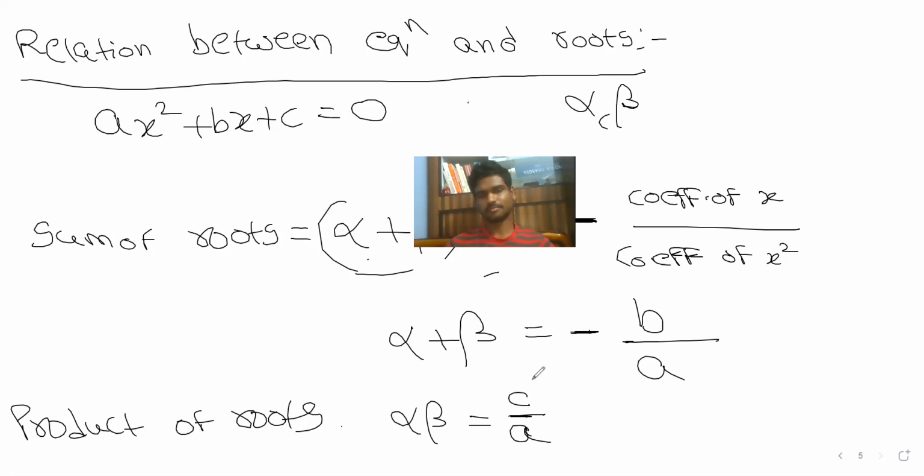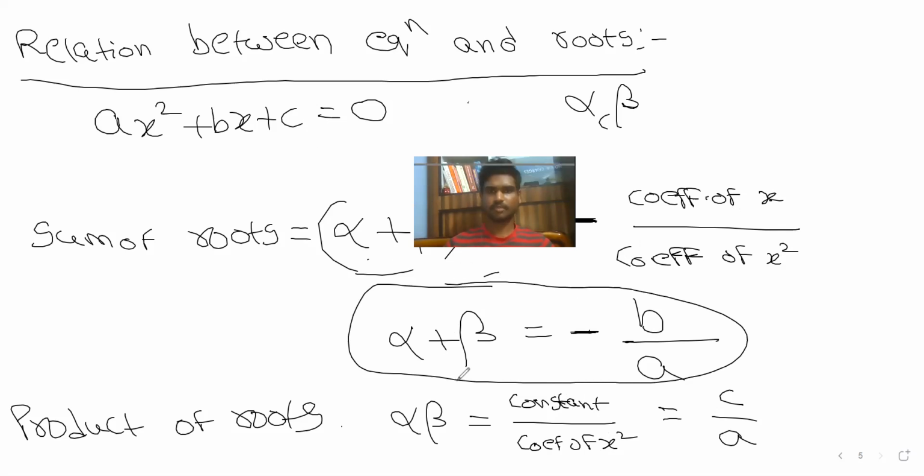So alpha beta is c by a. That is the constant term by coefficient of x square. The coefficient of x square will be in the denominator. For the sum it is the coefficient of x, just 1 power less than the degree. Now for the product, the power goes on decreasing. First it is x to the power 1, now it is x to the power 0, which is nothing but the constant, right? So it equals c by a, right?